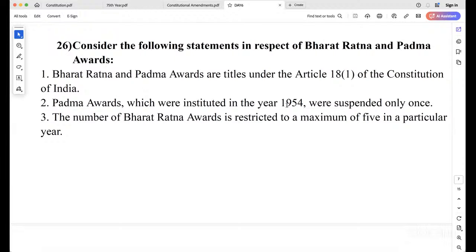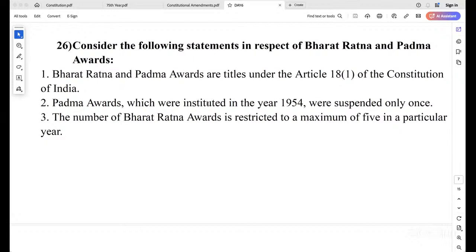Padma Awards, which were instituted in the year 1954, were suspended only once. Yes? Okay, when was it suspended? How many times was it suspended? One time. See, first what happens is like from 1977 to 1980, during that time, Morarji Desai, former Prime Minister, he said that there is no relevance of these kind of awards, so we can suspend it. That is one time it happened. The other one being from 1992 to 95. Okay, that is the second time it was suspended. Clear?